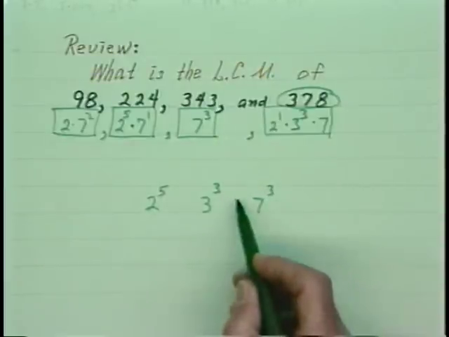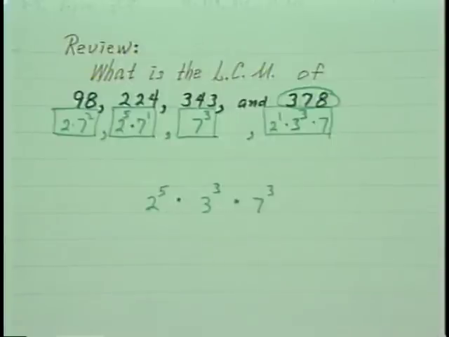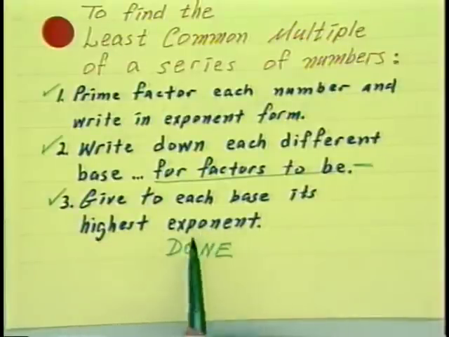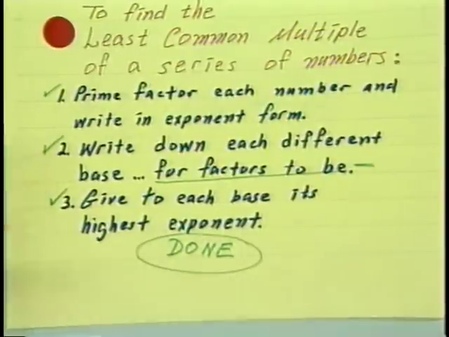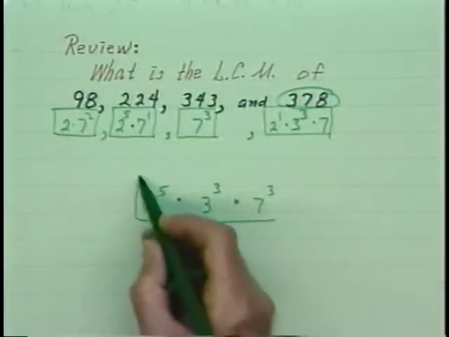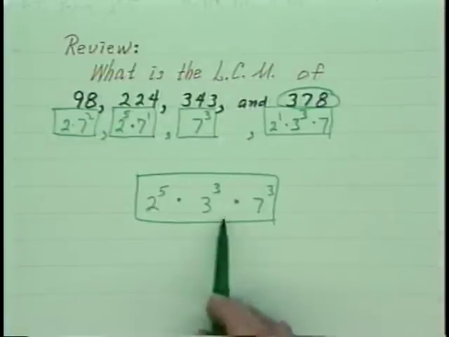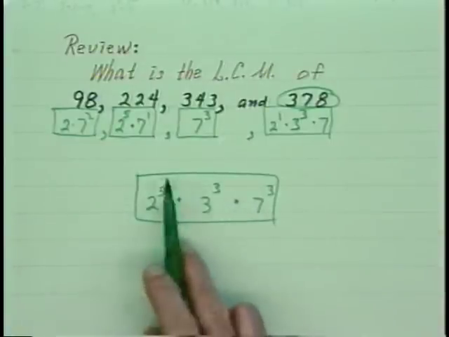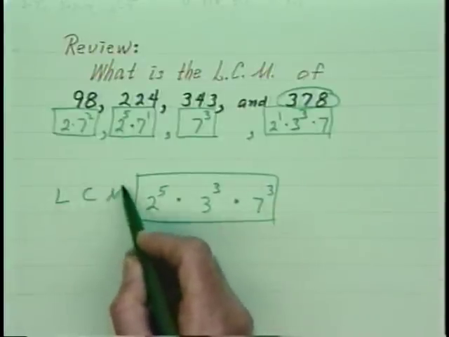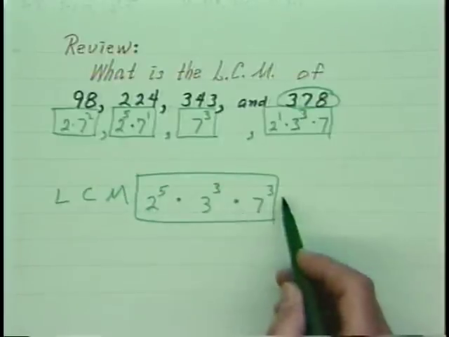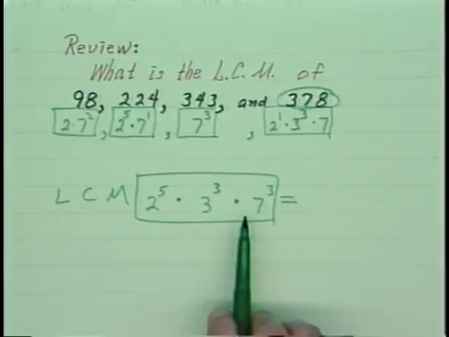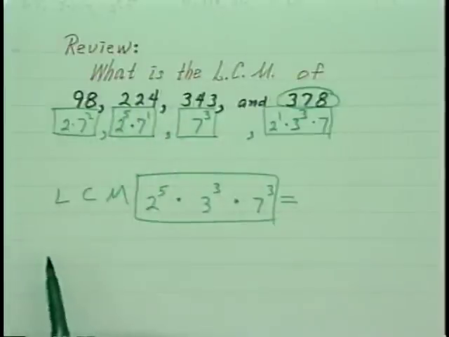And these were factors to be, so we have given to each base its highest exponent. Then our claim is, we're done. That is this number. And here it is written in, of course, prime factored exponent form. But that number is the least common multiple. That is, whatever this number is in standard form, it's the lowest number that each of these would have divided into.